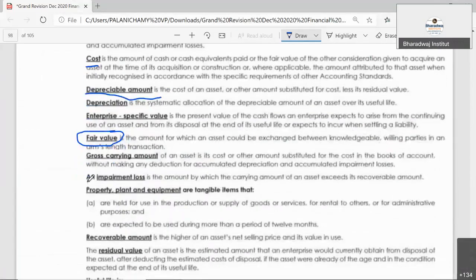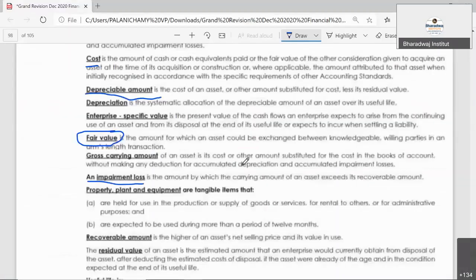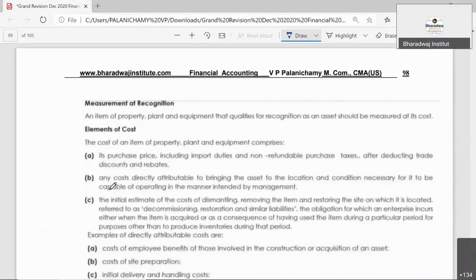Okay. Impairment loss you need not know at this level because it is required only for the final level. Impairment loss is one when there is a reduction in the value of asset because of some usage issues, that is called as impairment loss. Okay, so these are the things that you should know.